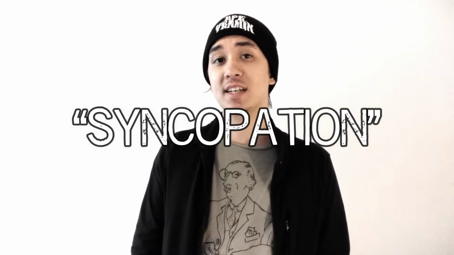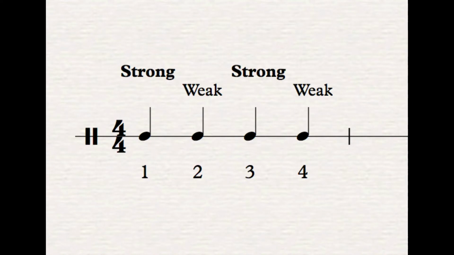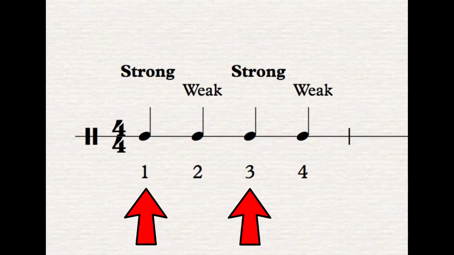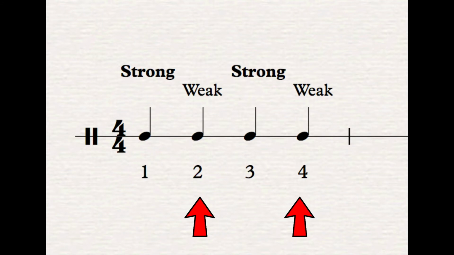This section features a common rhythmic technique known as syncopation. Syncopation is when you have a rhythmic pattern that stresses the weak beats in a measure rather than the strong beats. Here, I'll show you what I mean. Let's take a standard measure of 4-4. The beats that are normally emphasized in this measure would be the first beat and the third beat. The weak beats would be the second and the fourth.